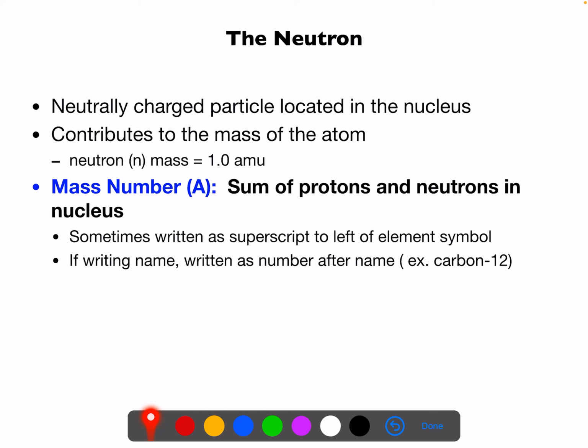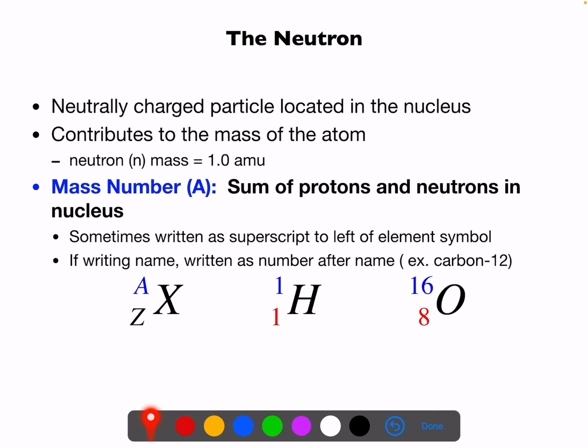And so we often refer to what's known as the mass number of an atom, and a mass number is just the total sum of protons and neutrons, the two subatomic particles that contribute to mass. So we'll see the mass number in 2 different ways. If it's in an elemental symbol, it'll be a superscript to the left of the elemental symbol. Or if you're writing the name of an element, we see this as a number written after the name. And you've probably heard this before when people refer to it as isotopes, which we'll talk to later.